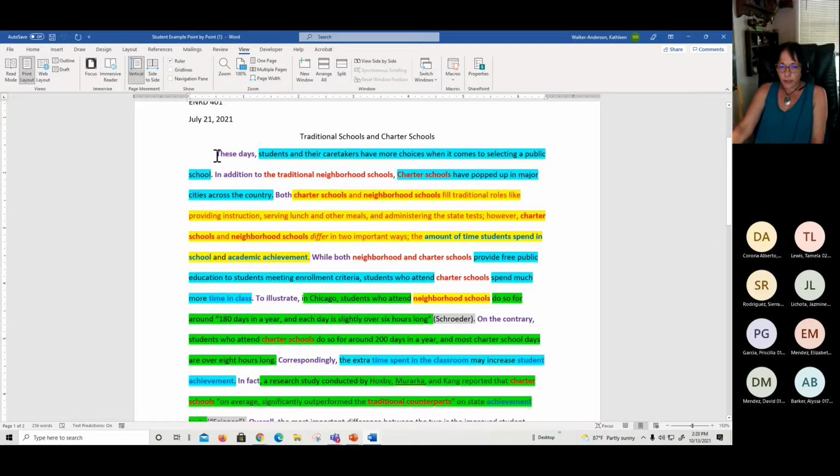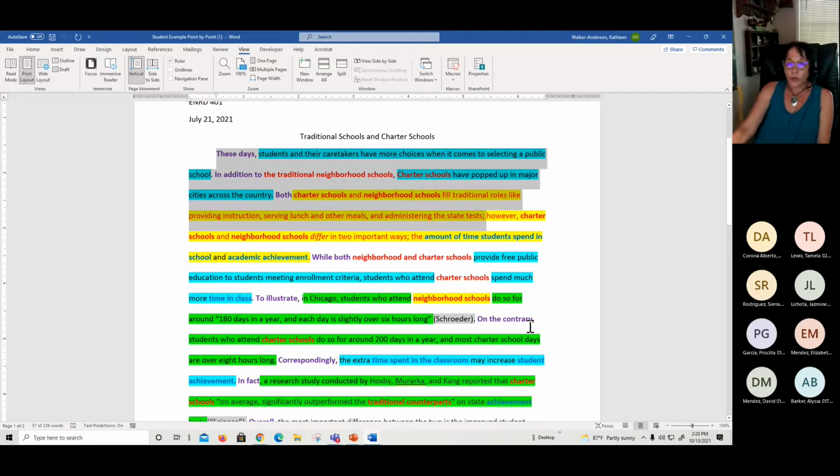And for one reason is these are all introductory sentences. So they gave some background information to help set up what their paragraph was going to be about. This is the topic sentence. So it talks about both neighborhood and charter schools, how they provide education to students meeting enrollment criteria. So this wasn't in the outline. This is a sentence that transitions between the topic sentence and the first point of comparison. And then it has the specific example. And then on the contrary indicates that we're going to go to the other subject. And it talks about charter schools.